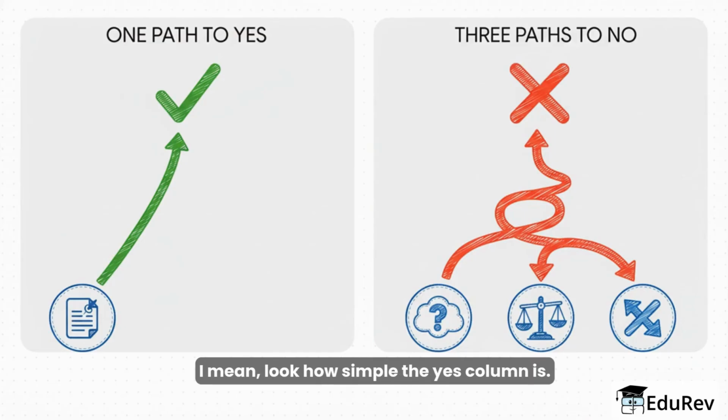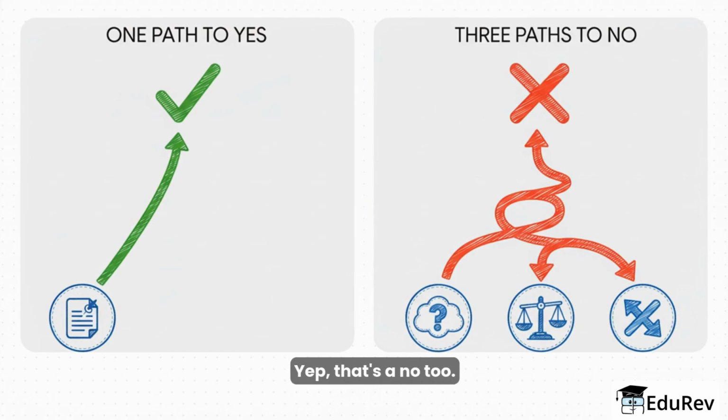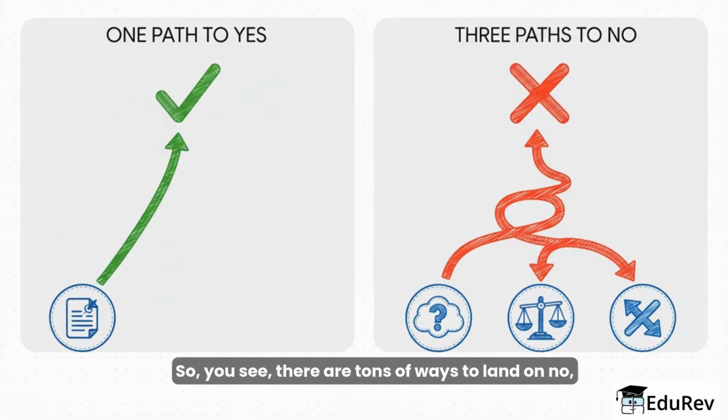I mean, look how simple the yes column is. There is only one reason ever to pick yes. The statement must be true. Now look over at the no column. It could be true, that's a no. It could be false, also a no. It's definitely false, yep, that's a no too. So you see, there are tons of ways to land on no, but only one super strict path to yes.